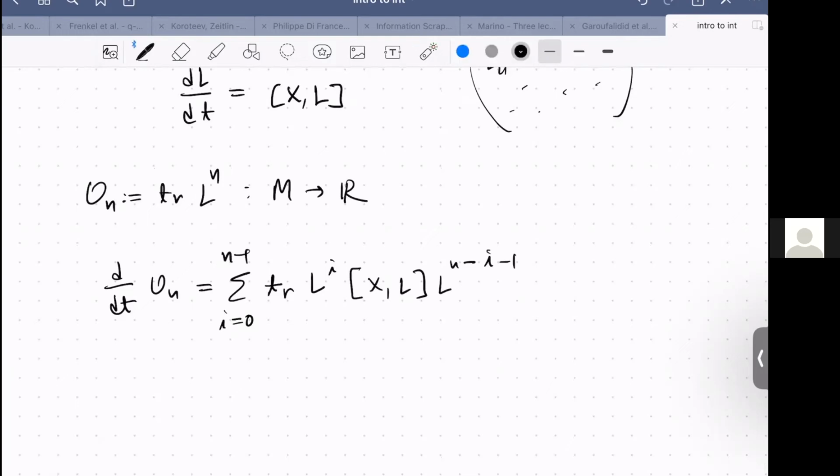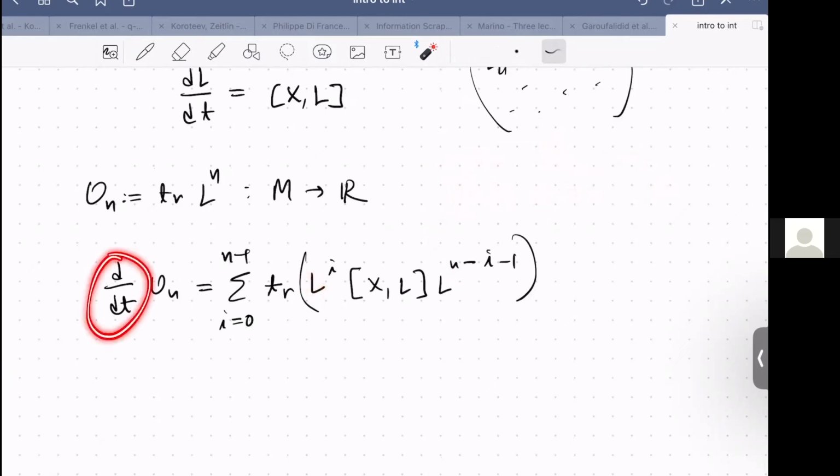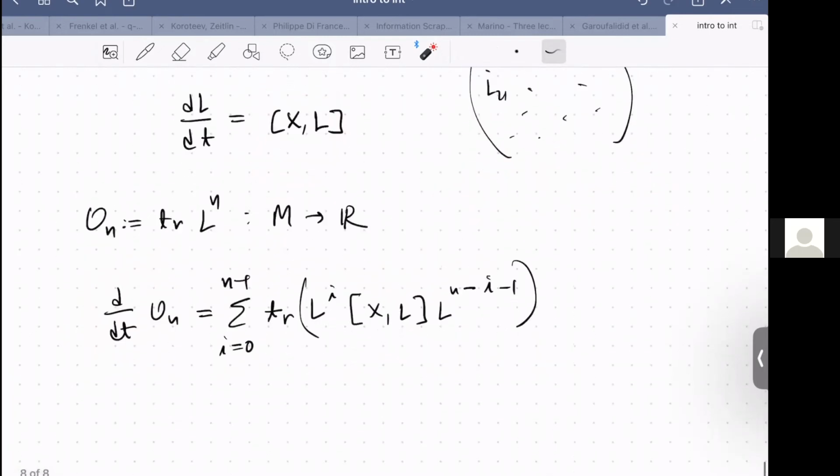So you had n copies of L, right? So L, L, L, L with n in total. And then you take the time derivative and hit each of them one by one and add them up. And using this relation, you replace each time derivative with the commutator. That's it.